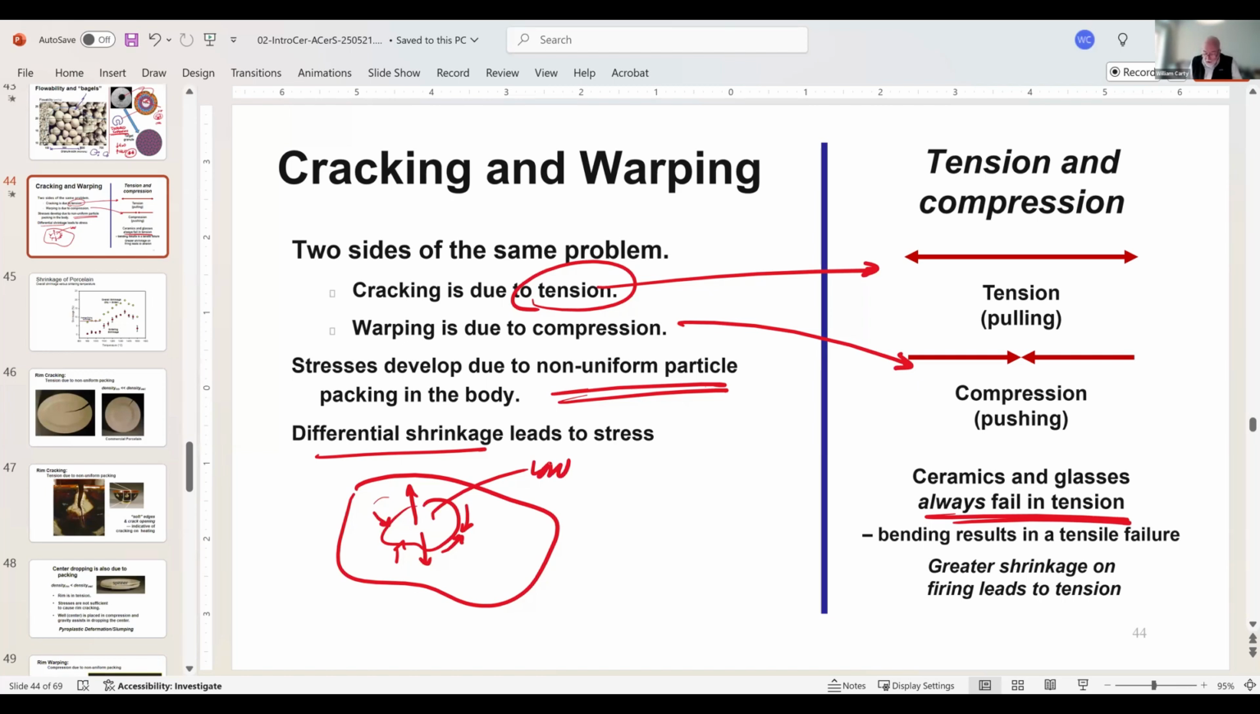So if I have a large difference in packing, then I would get cracking. If I have a small difference, I get warping. Here's the problem. We like to attribute cracking and warping to the drying process and to the firing or densification process, which I'm going to just call firing for sake of argument. These are just where this occurs. It's not because of drying, and it's not because of firing. It's because of non-uniform packing in the green state of the system.